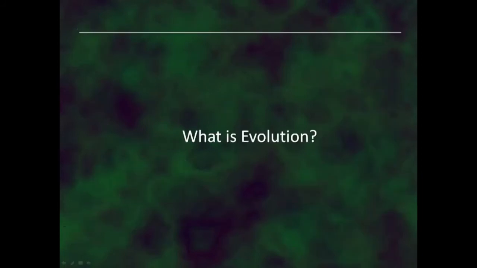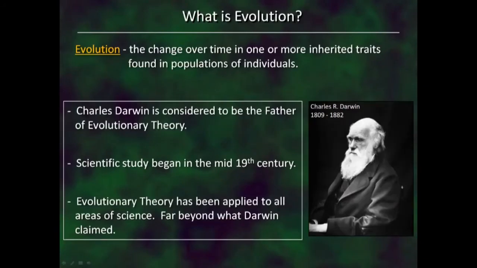All right, so that kind of wraps up just the creation part and where we get the young earth ages in creation. So let's look at what is evolution. So evolution is just the change over time in one or more inherited traits found in populations of individuals. And of course, Charles Darwin made this very famous, lived in, you can see there, in the 1800s. And he's kind of considered to be the father of modern evolutionary theory.